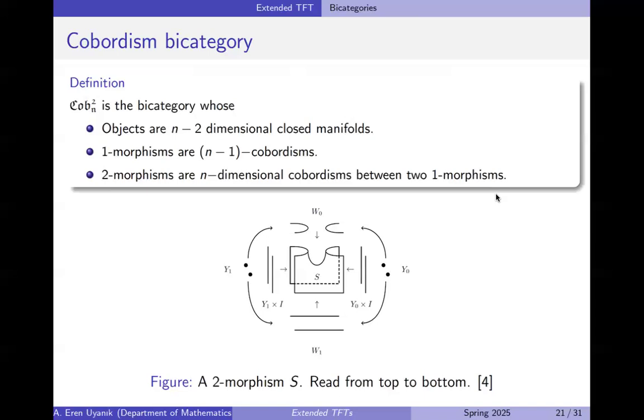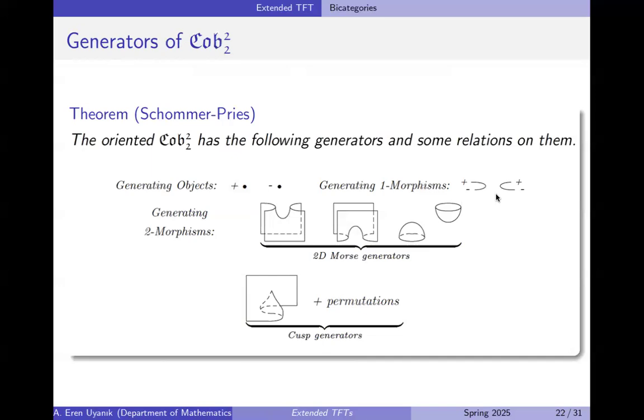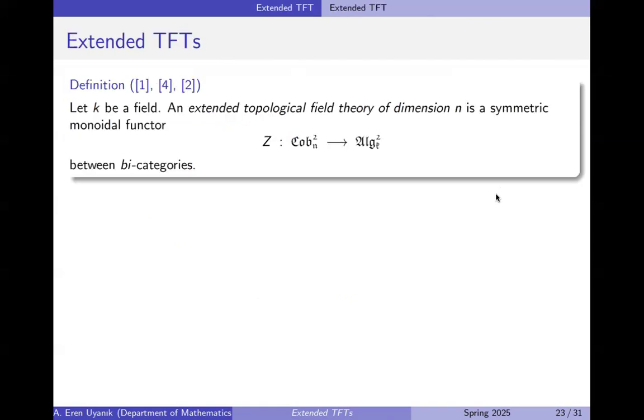Okay, so this is our cobordism bicategory, and this time we again have a nice classification result by Schommer-Pries. The oriented case has the following generators and the obvious topological relations between them. The objects are points with the orientation, with the assignment of positive and negative. The orientation is not important, just the unoriented case was a bit messy. I just wanted to show the oriented one. Generating morphisms are these two elbows with the opposite orientation, and we have these two two-cobordisms. So this is our classification.